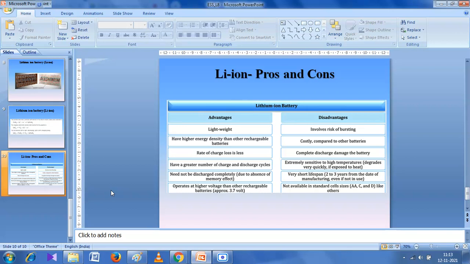The main disadvantage is that in case of lithium ion battery, if the separator between the positive plate and negative plate gets vanished, then there is a very high risk of bursting. You have heard sometimes that a lithium ion battery, say a mobile cell battery, gets burst. It's due to the breakage of the separator between positive plate and negative plate. And it is costly compared to other batteries, say lead acid battery. With respect to that, it is quite costly.